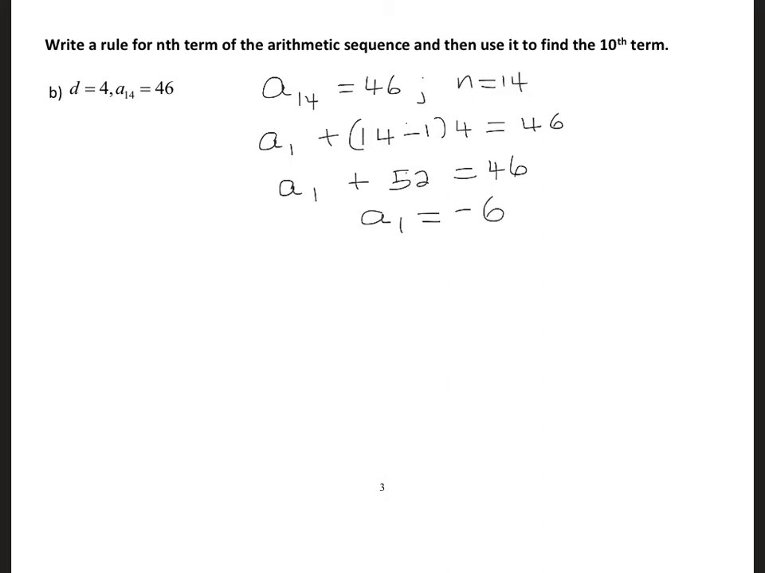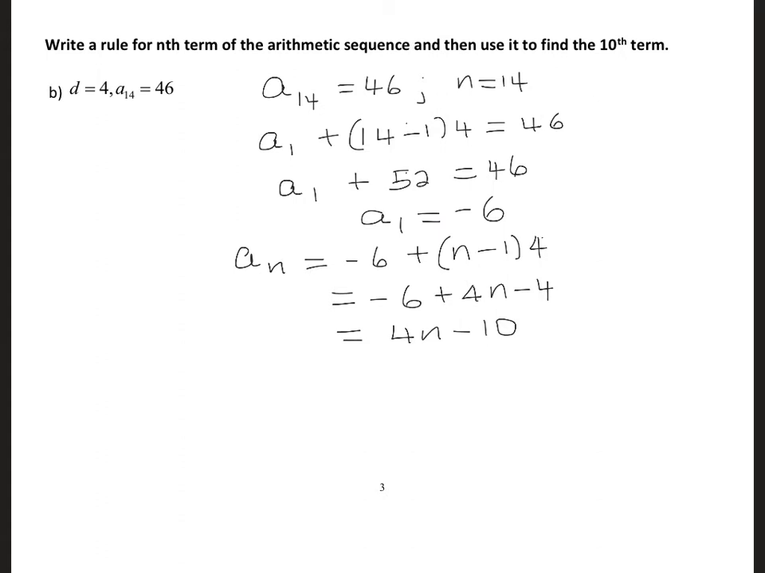So now I plug this into the formula. The nth term is going to be given by negative 6 plus n minus 1 times d, and d is given as 4. So this is going to be negative 6 plus 4n minus 4, which is equal to 4n minus 10.